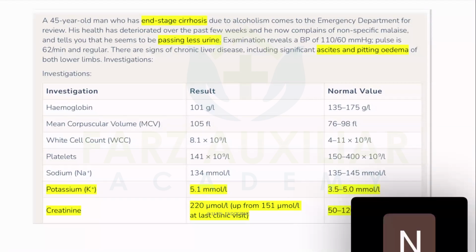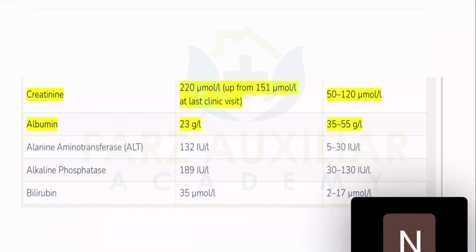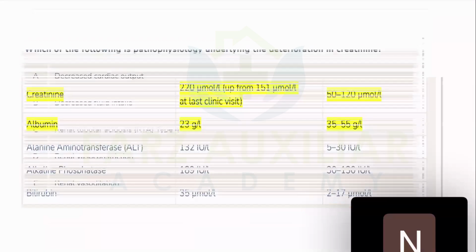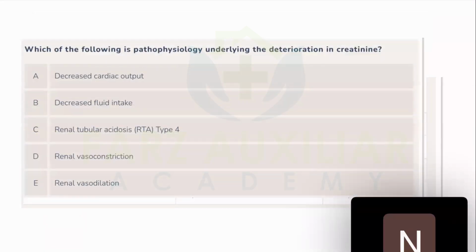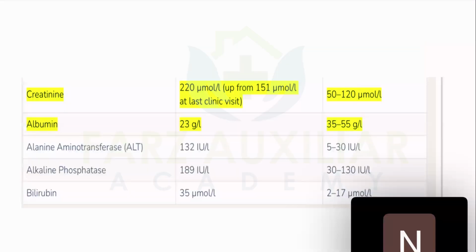Is it hepatorenal, sir? What are you talking about? I have shown you the options. Has everybody seen the options? Let's go to the question once.